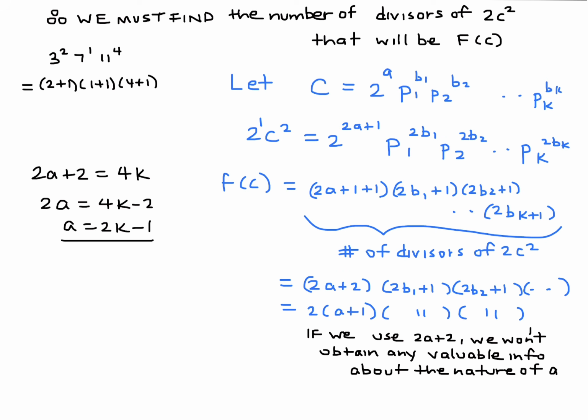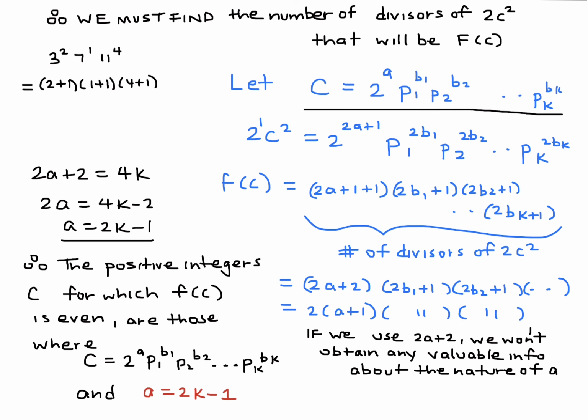So that means that the positive integers c, for which f at c is even, are those where c is equal to this format and a is equal to this format. So I'll write that out. Just to conclude, the positive integers c for which f at c is even are those where c is equal to 2 to the power of a, p1 to the power of b1, until pk to the power of bk, and a is of the form 2k minus 1, meaning a is odd.